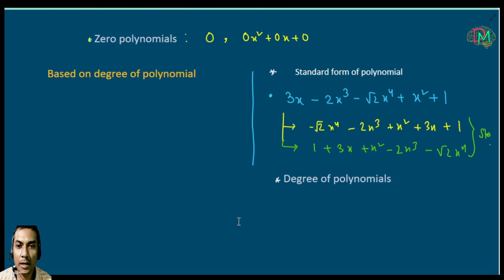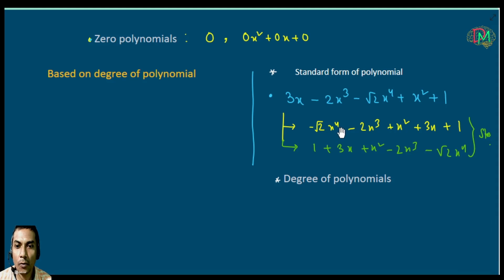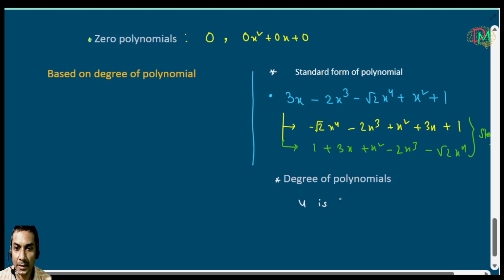So next we learn the degree of the polynomial. In the above expression, the highest power is x to the power 4. What is the highest power? That is 4. So 4 is the degree of the above polynomial.